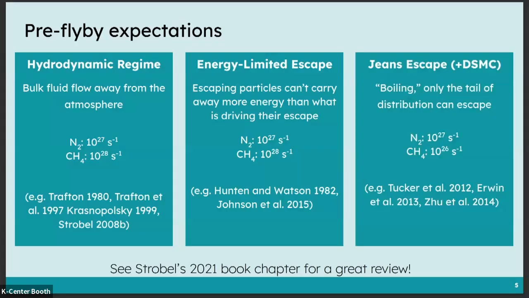And then more recently, there have been DSMC models, which is direct simulation Monte Carlo models. Those make no prior assumption about the mechanism of escape, but just track the particles. They found that the escape rates from those models are more similar to the Jeans escape regime. So this is the sort of boiling off of the atmosphere, in contrast to bulk fluid flow and hydrodynamic escape. And so you get lower escape rates predicted from these DSMC models.